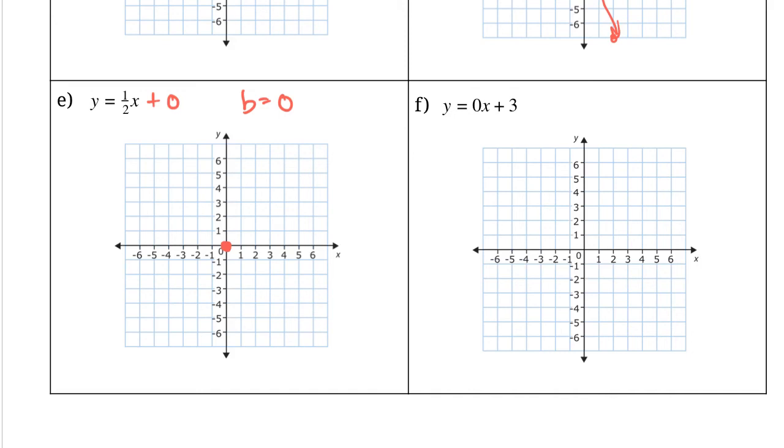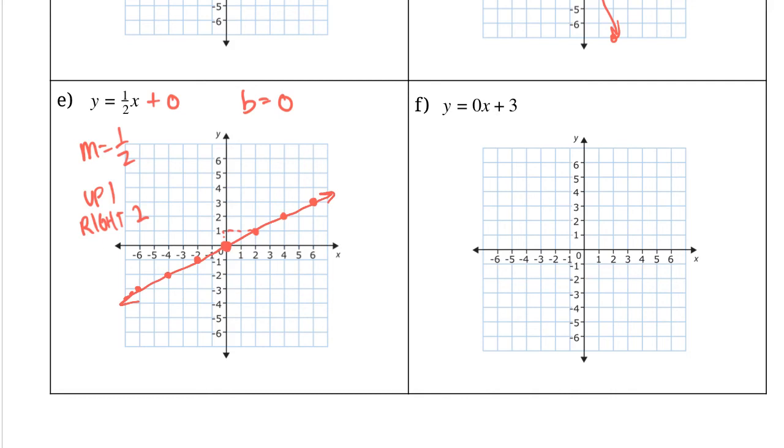And then the slope of 1/2 tells us to go up 1, right 2. So from that point, we're going to go up 1, right 2. Up 1, right 2. Or down 1, left 2. You get the idea. And then we can join it with a nice straight line like that. Okay?